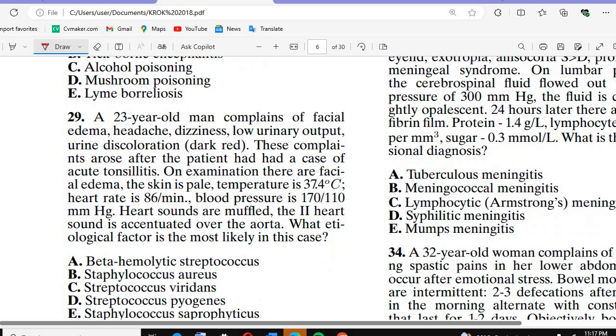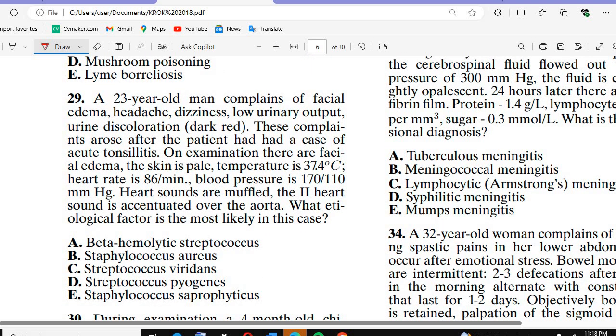Okay, question number 29. A 23-year-old man complained of facial edema, headache, dizziness, low urinary output, urine discoloration. These complaints arose after the patient had a case of acute tonsillitis. So you can see that this patient is having acute tonsillitis. On examination, there was facial edema, the skin is pale, temperature is there, blood pressure is there, heart sounds are muffled. The second heart sound is attenuated over the aorta. What etiological factor is the most likely in this case?